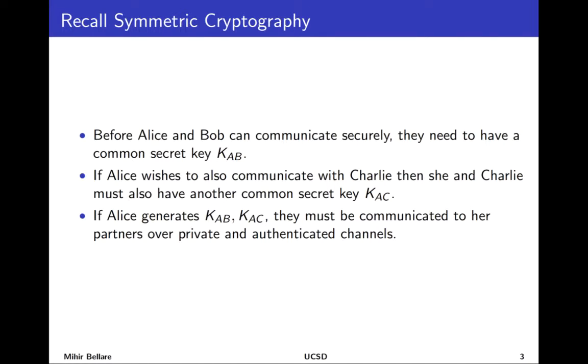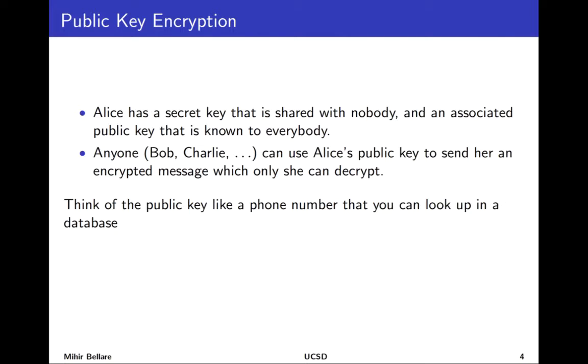So consider some implications of this. If Alice now wants to communicate with a third party, then she needs another key shared with that third party, distinct from this one. Also consider the effort required to acquire such keys. If Alice generated them, she must find some way to communicate them to her partners over private and authenticated channels. It's these kinds of problems that in the early 70s motivated the introduction of public key crypto. People wanted to simplify key distribution and simplify usage.